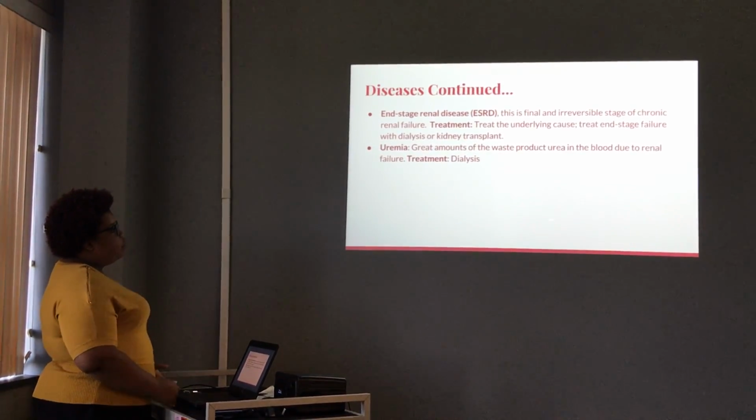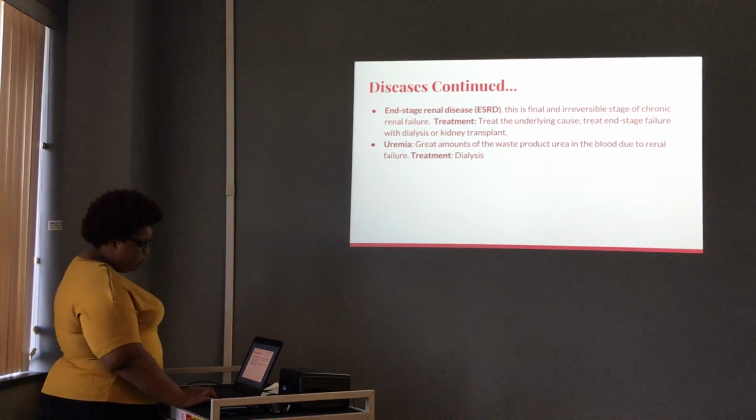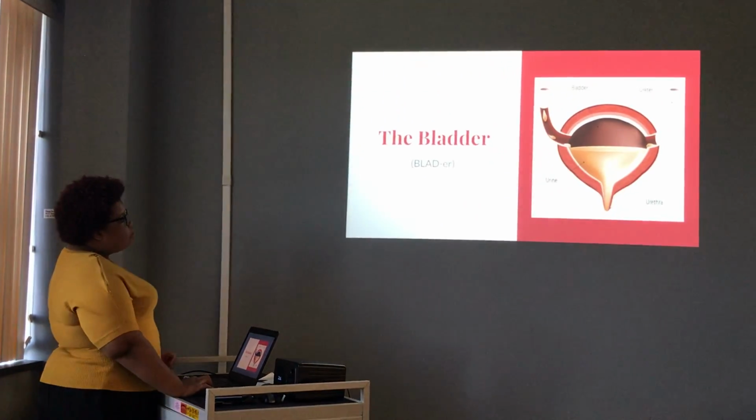Uremia is a great amount of waste product, urea, in the blood. This is due to kidney failure. The treatment for that is dialysis. Next, we're going to talk about the bladder.